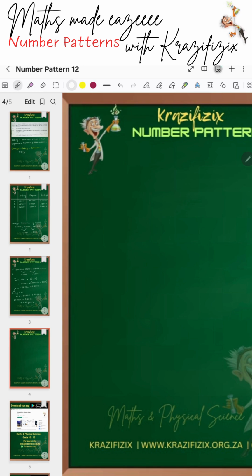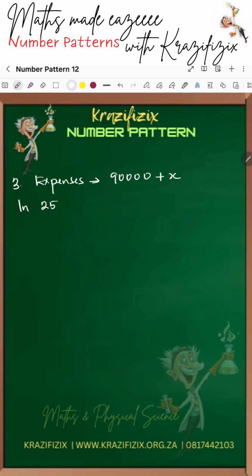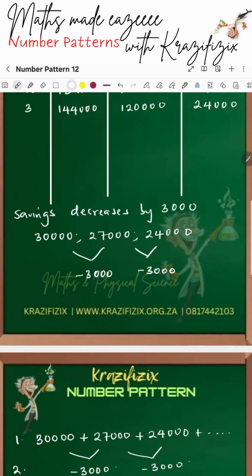Okay, so we are now changing number 3. We are changing the expense to 90,000 plus X each year. Okay, so for the first year it will be 1X, for the second year it will be 2X. That means in the 25th year of increase, our expense therefore will be what? 90,000 plus 25X. Okay, I hope that's fine because we've increased it 25 times.